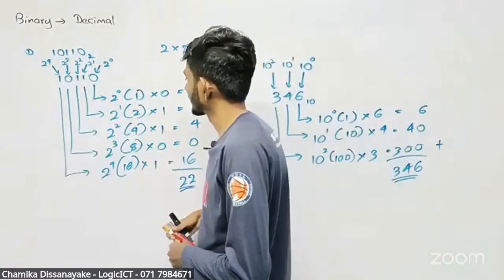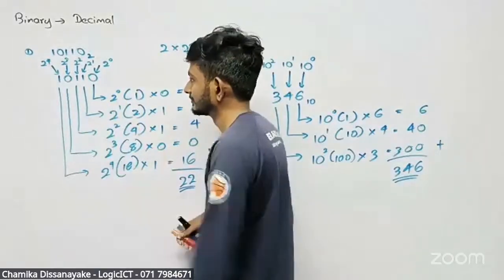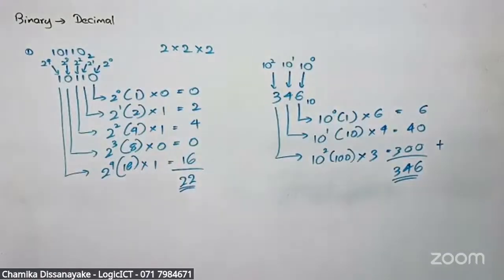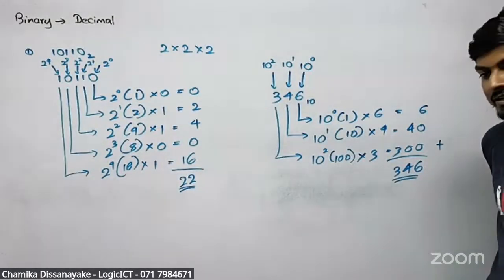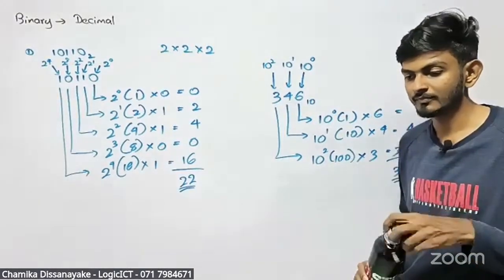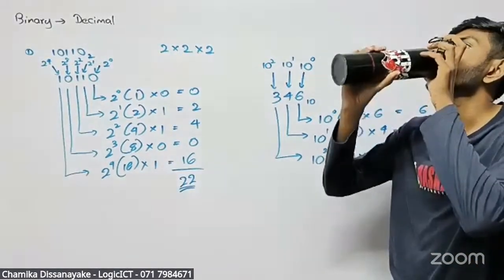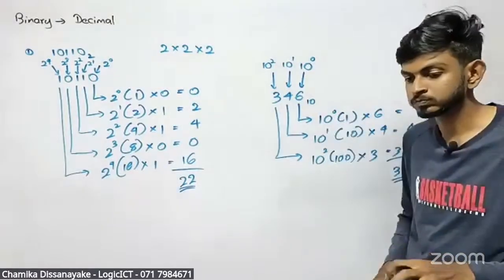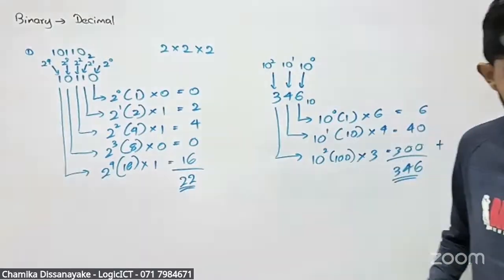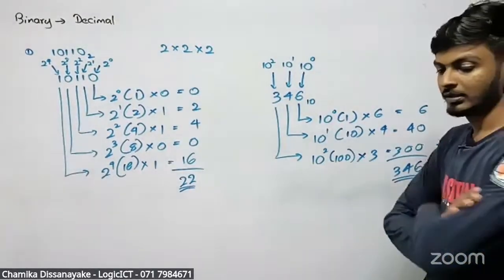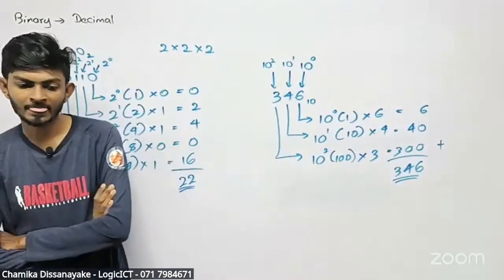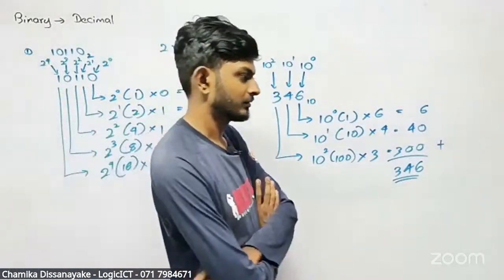Okay, let's write the topic. Write down the topic. Binary to decimal conversion. First point, right? Like this.